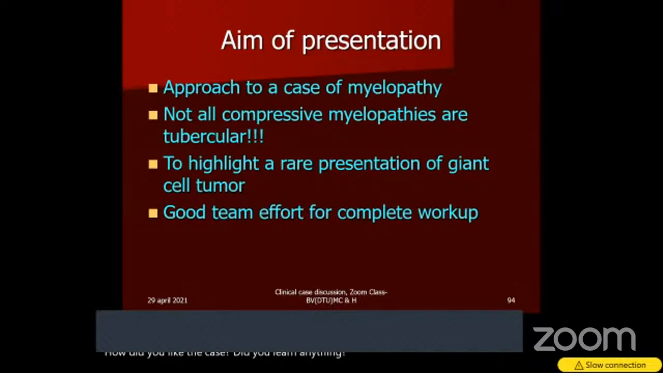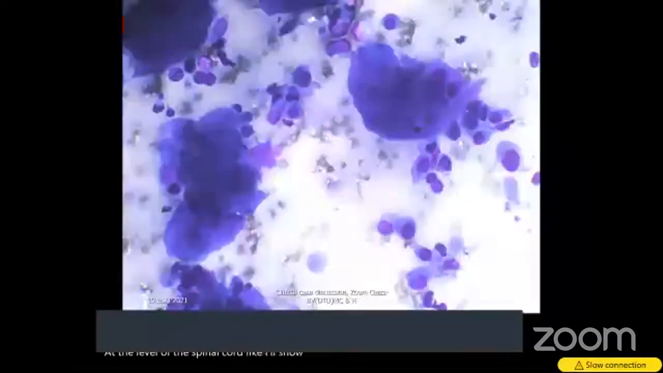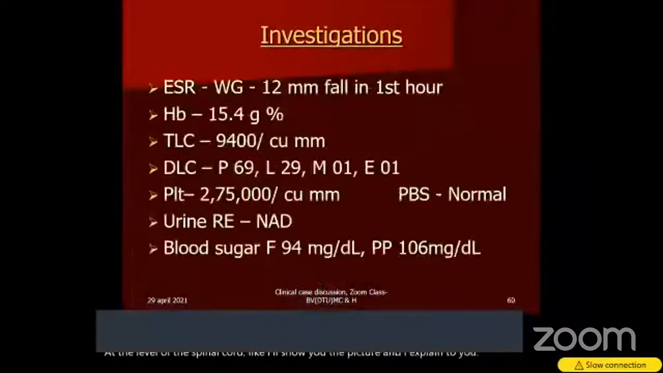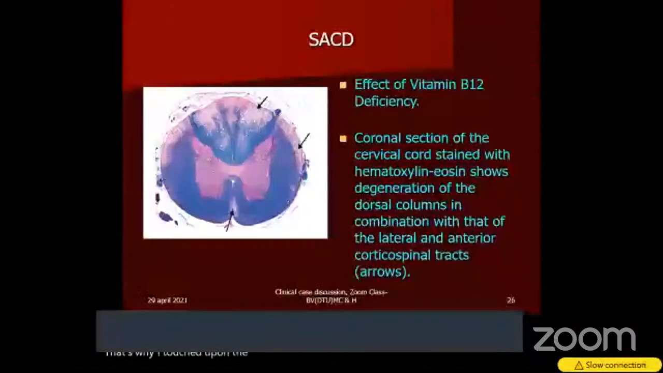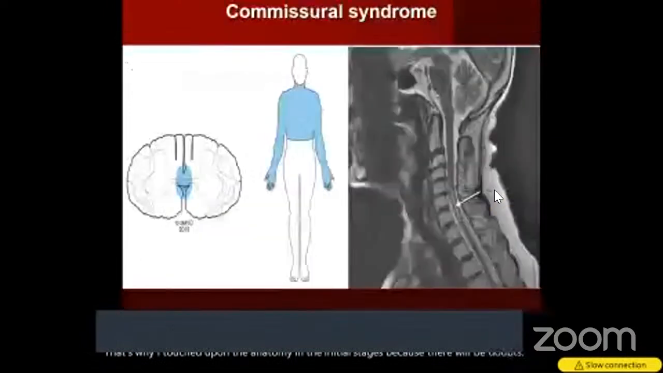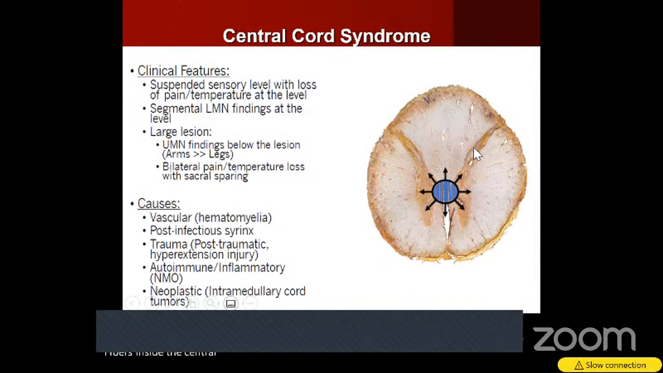Dissociative anesthesia means at the level of the spinal cord, like I'll show you the picture and explain to you. That's why I touched upon the anatomy in the initial stages, because there will be doubts. See here, the dorsal root ganglion is sending fibers inside, the central process, which is conducting pain, temperature, and touch sensation, is synapsing here and sending its fibers across the central canal, and these fibers ascend up like this in the spinothalamic tract.